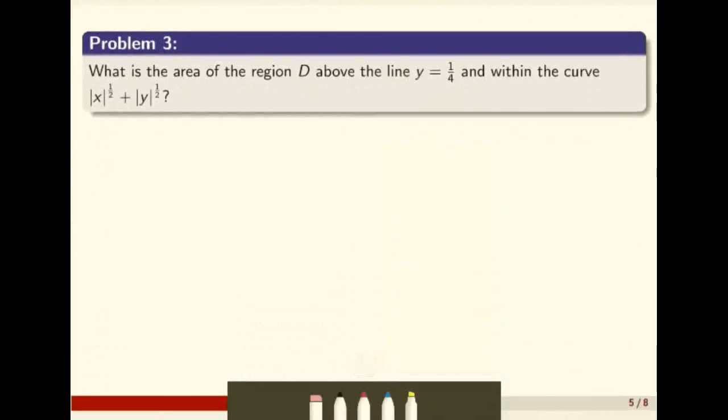Here we've got something a little bit stranger, that our region is described somewhat more abstractly. We've got the bound y equals 1/4 as the lower bound of our region, but the upper bound is given by, oh, there's a typo here, this should say x to the 1/2 plus y to the 1/2 equals 1. And so we've implicitly defined this region in the same way that we would say bounded by the circle x squared plus y squared equals 1, or some other equation that's just implicitly defining a curve.